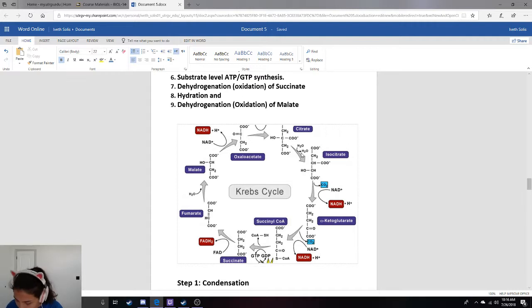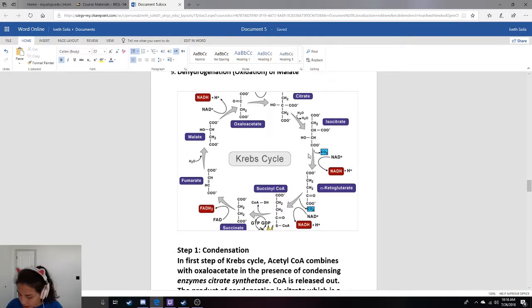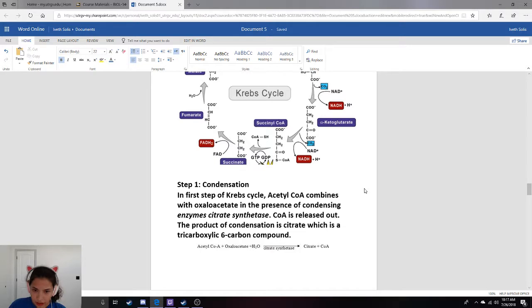From here, it's a 6-carbon molecule, and with NAD plus converting to NADH, you lose a carbon dioxide molecule, producing a 5-carbon molecule, which is the next one. And then it happens again, where the carbon dioxide is lost and NAD plus becomes NADH. And the next one is where we get ATP. It's cut off here, but this is where you get the ATP.